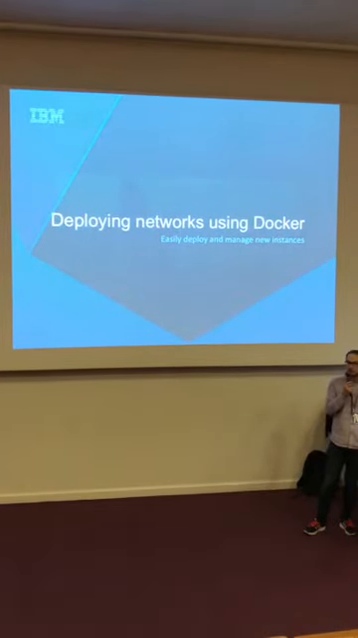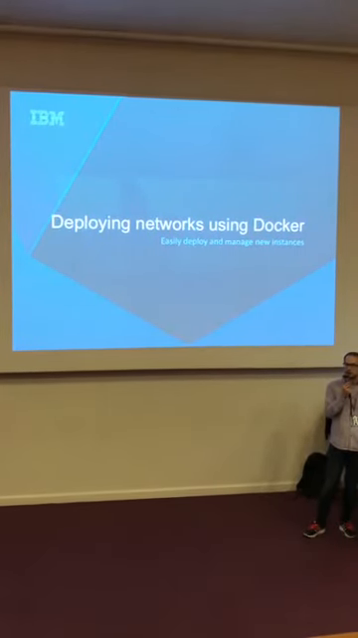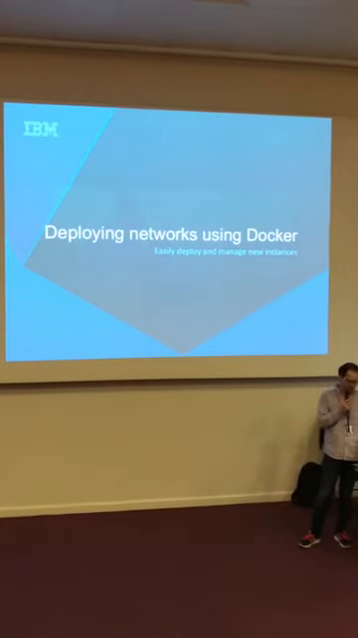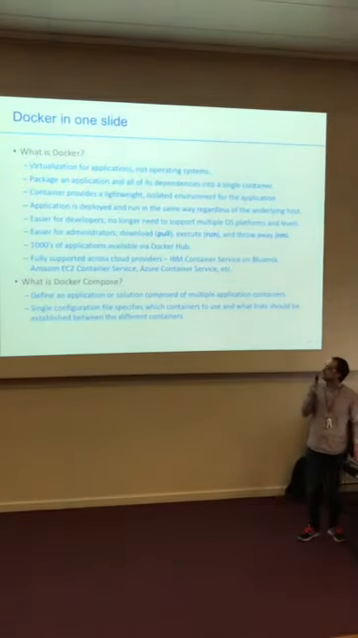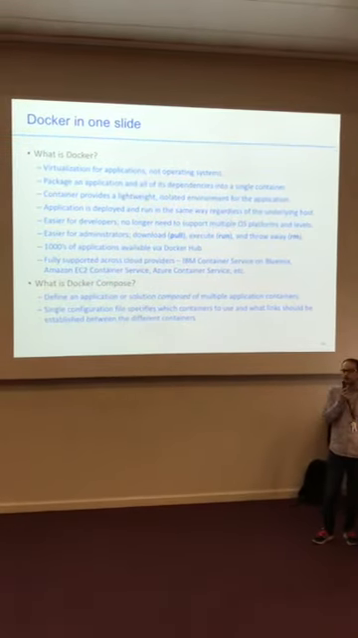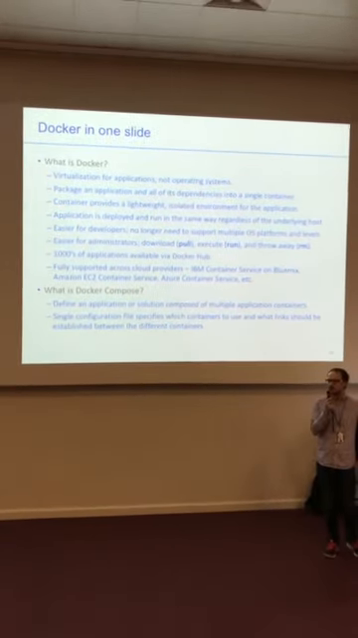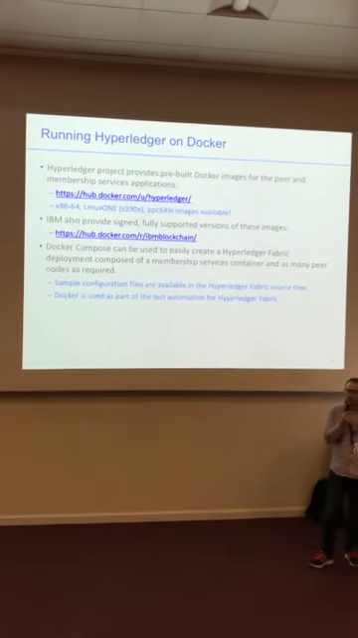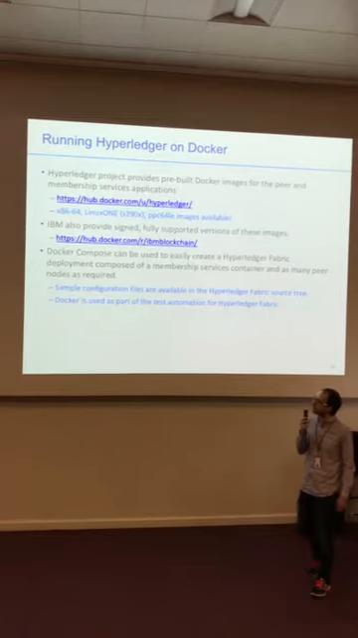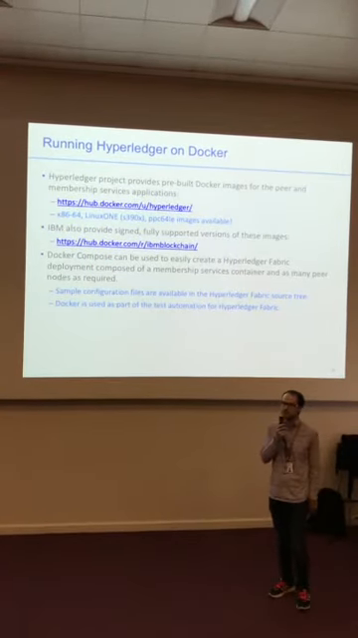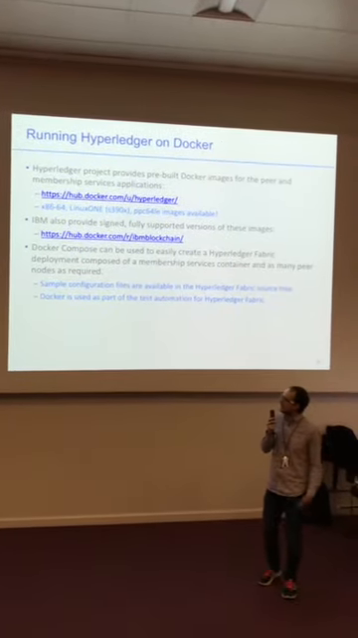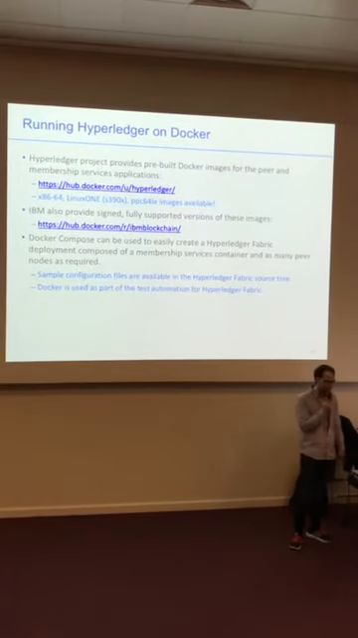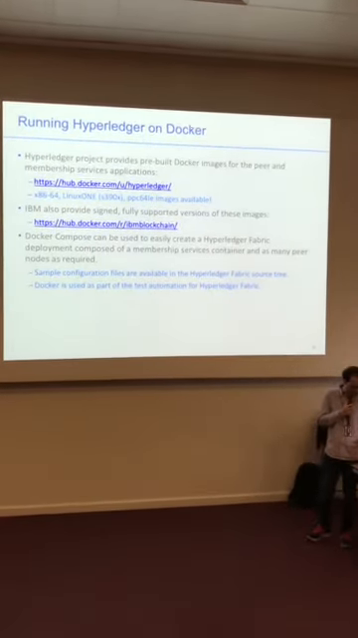So you've been using Docker. How many people know about Docker? It's quite a lot. Yeah, quite a few hands. So just in one slide, Docker is simply virtualization for applications rather than operating systems. You can run Hyperledger in Docker. Hyperledger provides a set of images across all the architectures Hyperledger is supported on. And here's the sales pitch. IBM also provides signed, fully supported Docker containers if you want those as well.